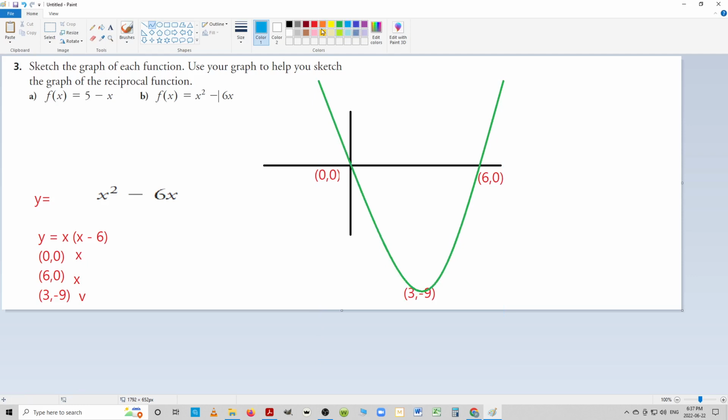Now, what's lovely about reciprocal is I'm going to draw my reciprocal in blue. Instead of graphing it, I'm just going to flip these dots and figure out where they are. So 0, 0, they're going to share this spot. Instead of 6, 0, it's going to be 0, 6 up here. And instead of 3, minus 9, it's going to be minus 9, 3, which is over here.